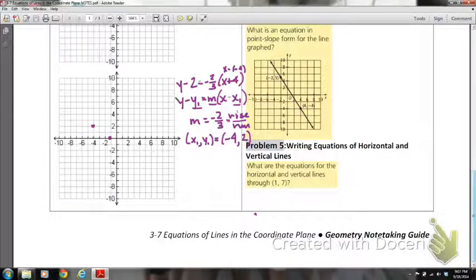And I can continue to go down 2 and right 3, and down 2 and right 3, until I have enough points that I can draw the line through those points. And that is the graph of the equation y minus 2 is equal to negative 2/3 times x plus 4.